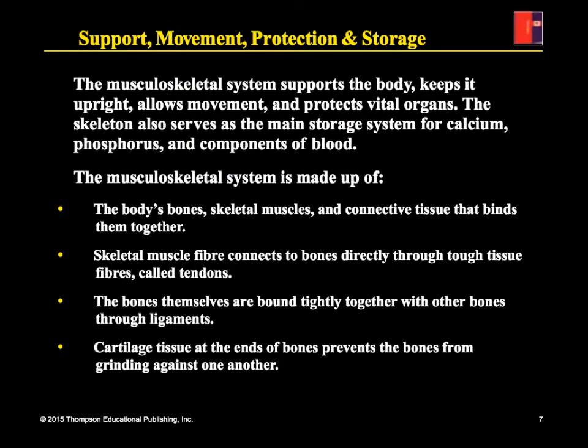The skeletal muscular system supports the body, so it allows us to stay in an upright position. It also protects vital organs like the heart and the liver, and it allows for a storage system for things like calcium, phosphorus, and the blood components. It's made up of bones, muscles, and connective tissue all together, and the bones themselves are bound tightly together with other bones through ligaments. So tendons are muscle to bone, whereas ligaments are bone to bone.